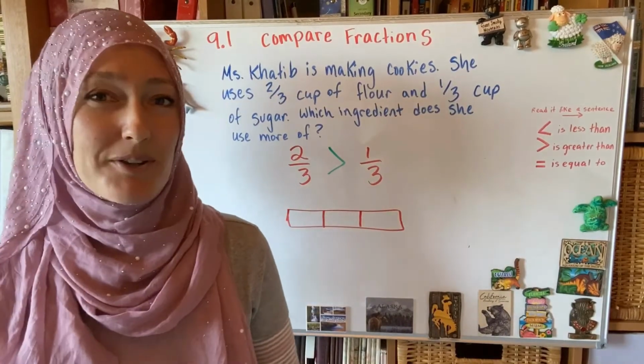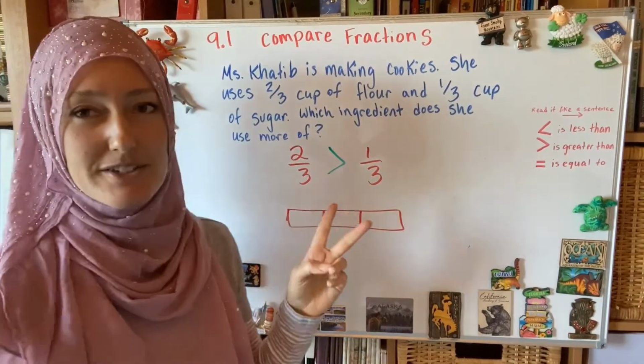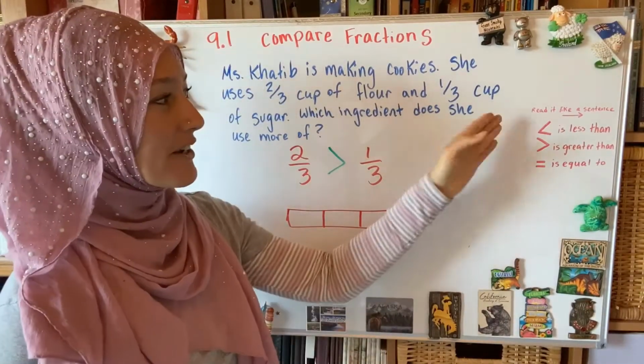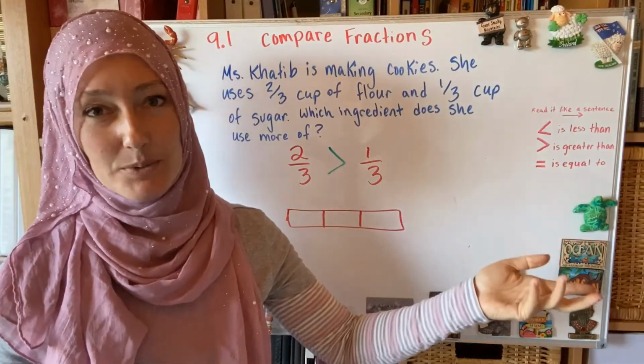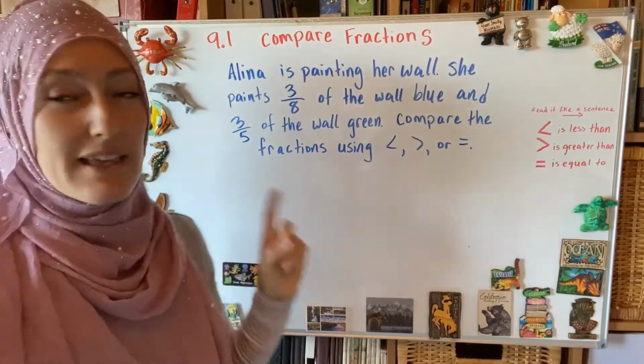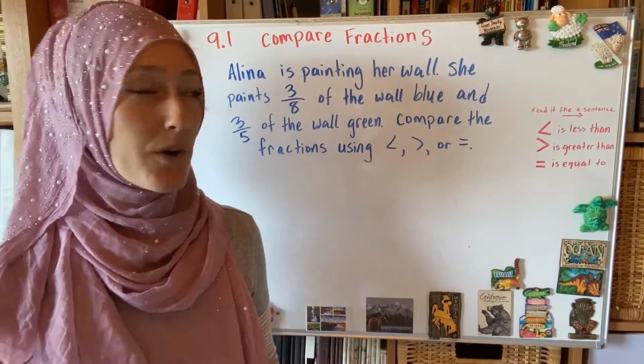So actually we'll do one more when you have a different denominator, just to compare that. And then that's the lesson. The lesson is using inequality symbols. Those are greater than, less than, and the equal sign, which we'll come to later.